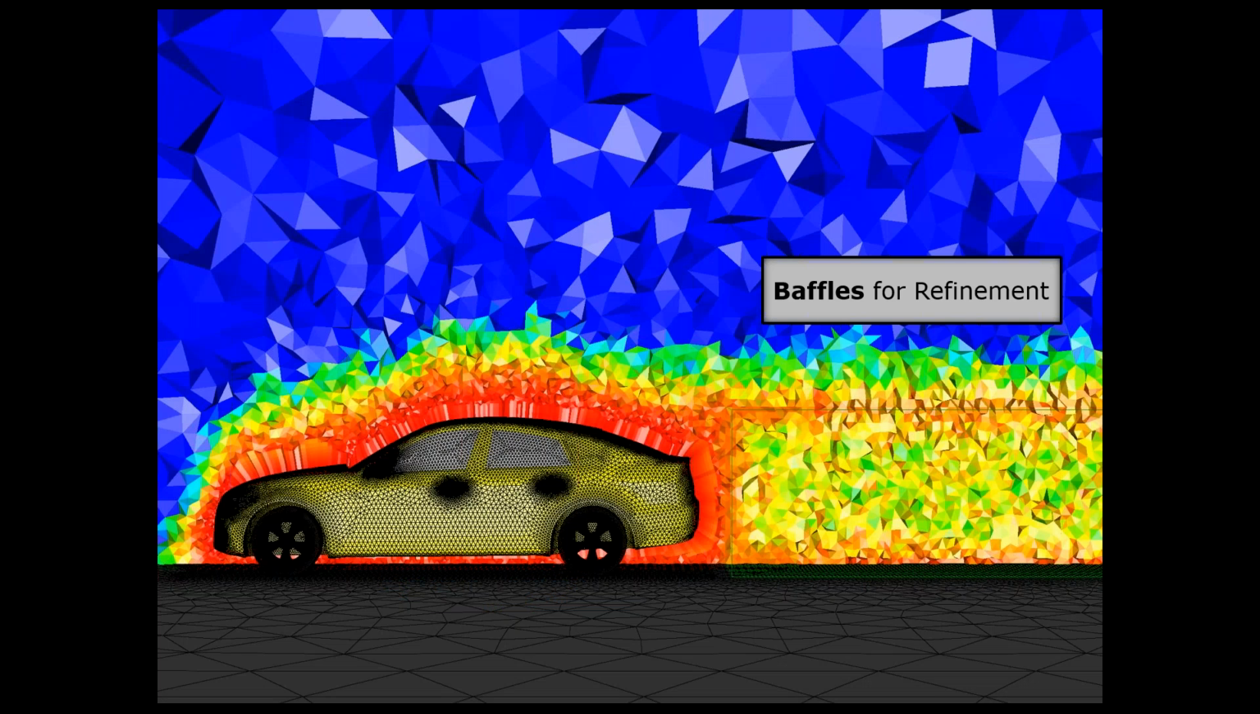Another reason we might want to do some refinement is to capture specific features and propagate them. So for example, the wake region behind the car, we can use a baffle which allows us to explicitly place points in the wake and propagate that wake downstream. So we've used baffles to provide refinement in that wake region.